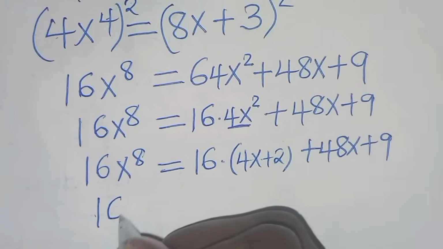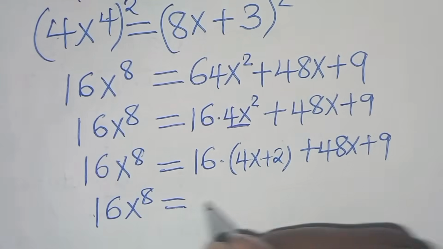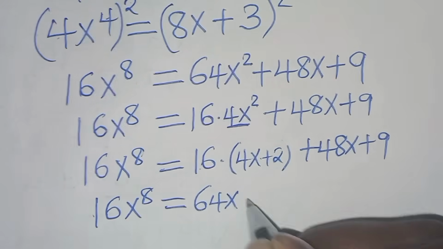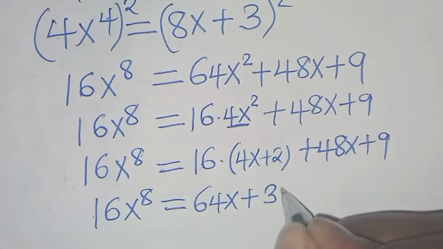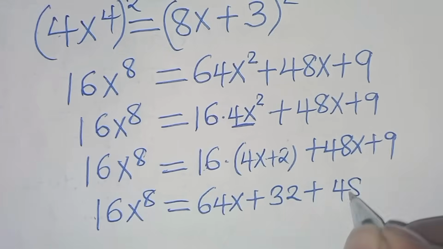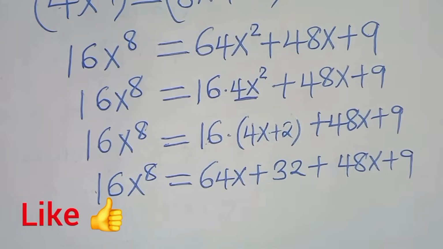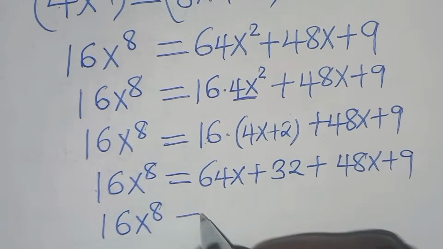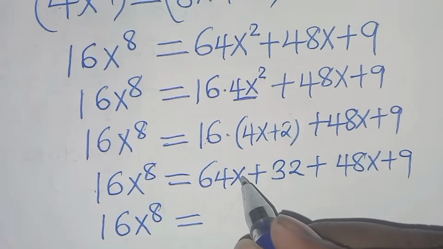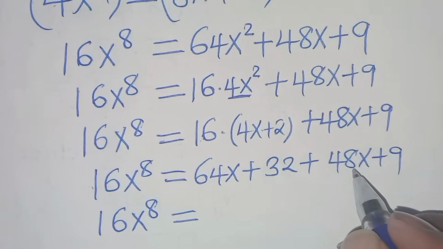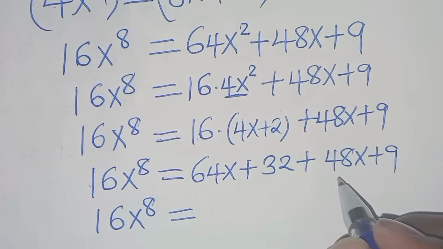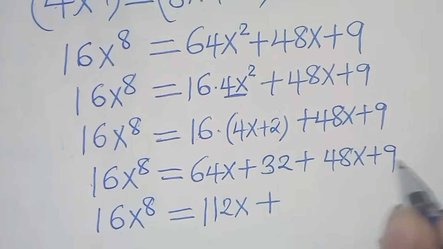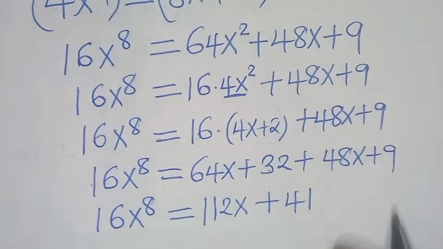So here we have 16x to the power of 8. This is equal to 16 times 4. Again here, this is 64x, then plus 16 times 2. This is 32, then plus 48x plus 9. So we have here 16x to the power of 8. This is equal to 64x plus 48x, and this is actually equal to 112x, then plus 32 plus 9. This is equal to 41.